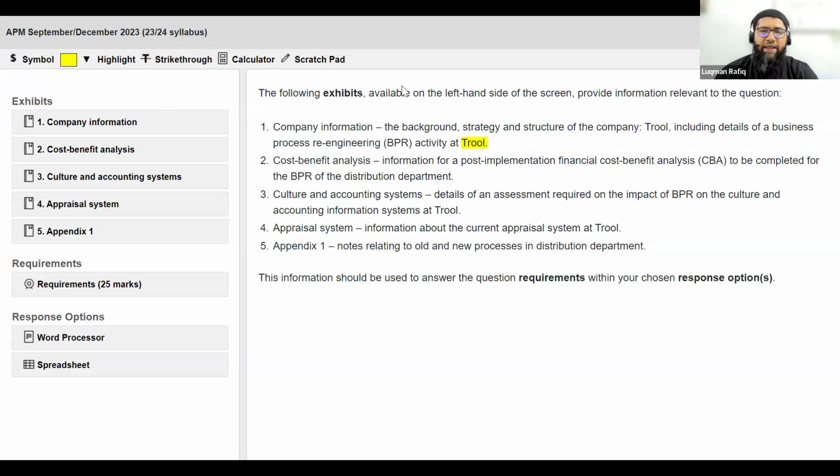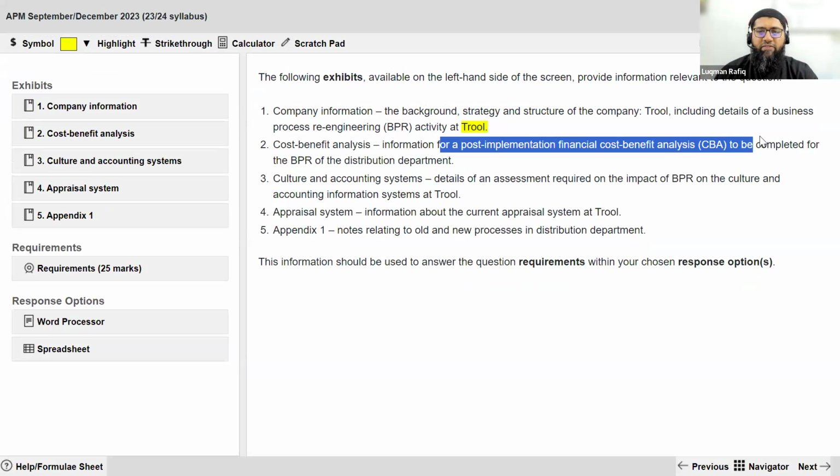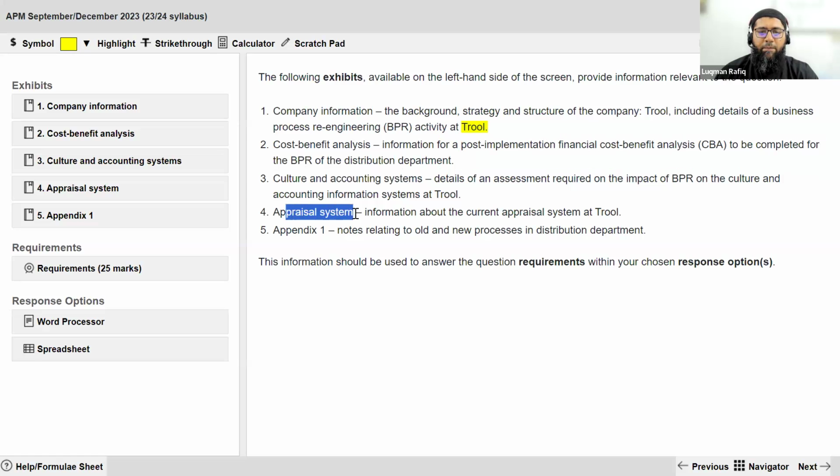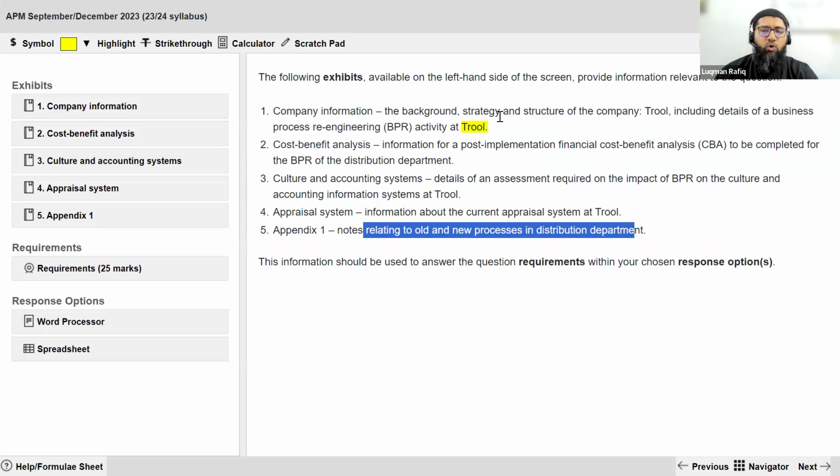It says the following exhibits available on the left-hand side of the screen provide information relevant to the question. So there's this company information, the background, strategy, structure of the company. There is this cost benefit analysis implementation for a post implementation financial cost benefit analysis to be completed for BPR, culture and accounting systems, appraisal system, and then appendix number 1, which gives you the notes relating to old and new processes in the distribution department.